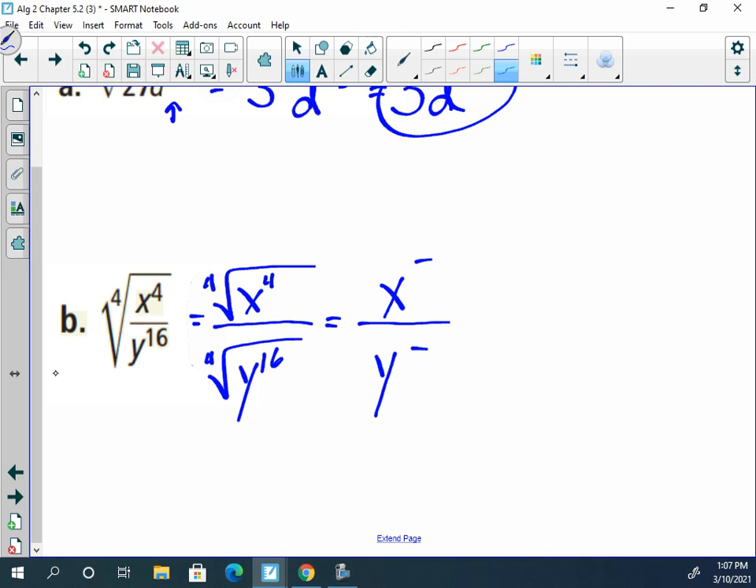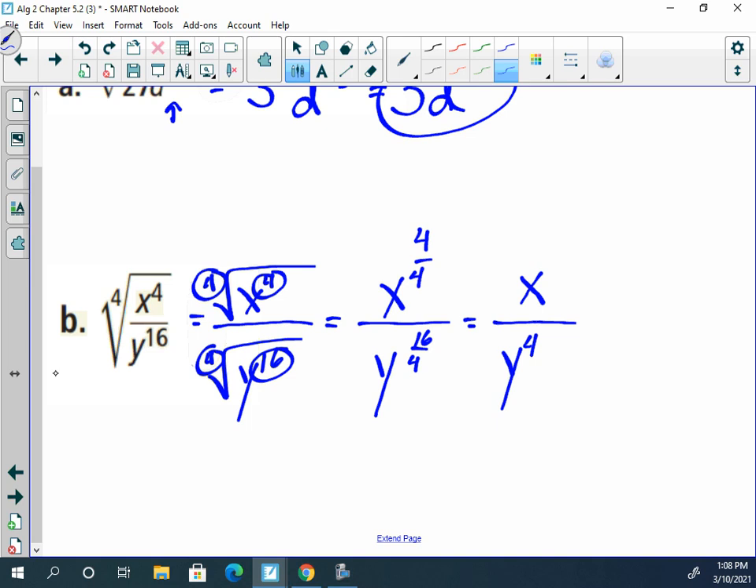We can also do our fractional, our rational exponents. So for x, 4 on the inside would go on top. The root would go on bottom. The same thing with y. The 16 would go on top, and the 4 would go on bottom. So what would we get if we simplified this? X over y to the 4th. And we're completely done, yes?